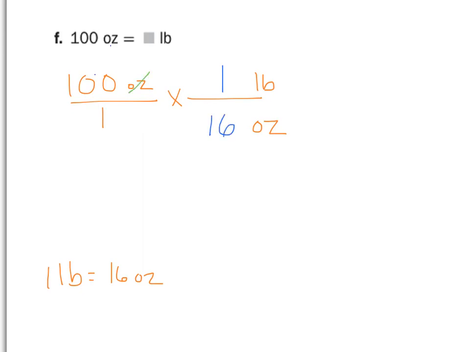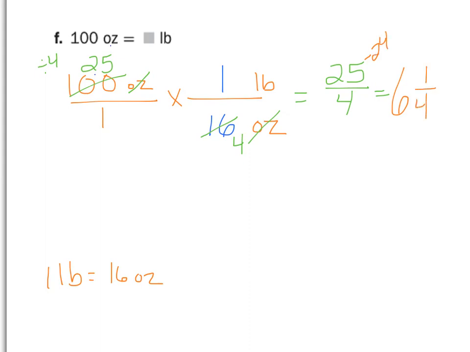I'm going to simplify my labels. And then I know I can divide these guys by 4. So I get 25 and 4. And that's as far as we can go. So this is equal to 25 times 1 is 25, and 1 times 4 is 4. So now I'm going to rename it as a mixed number. 4 comes out of there 6 whole times. That uses up 24, so I have 1/4 remainder. And my label goes on as pounds because that's the one that's left up on top.